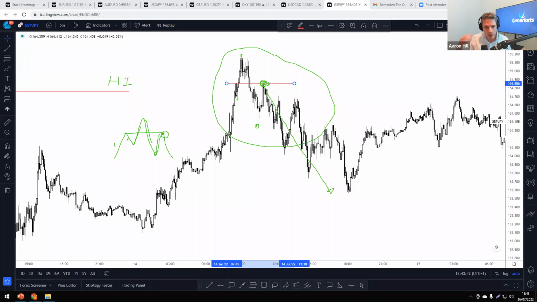Okay, we have a question from Raphael. How far apart can the legs be to be a valid QM?